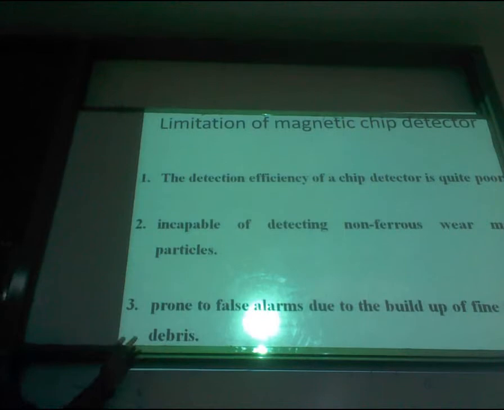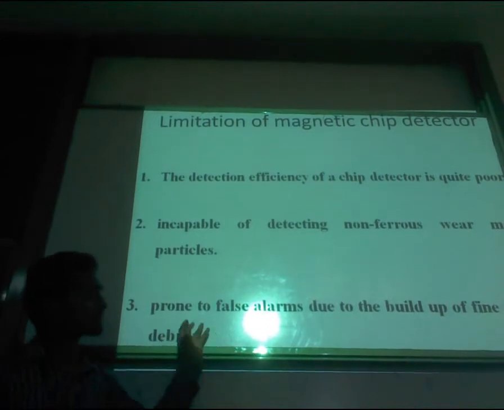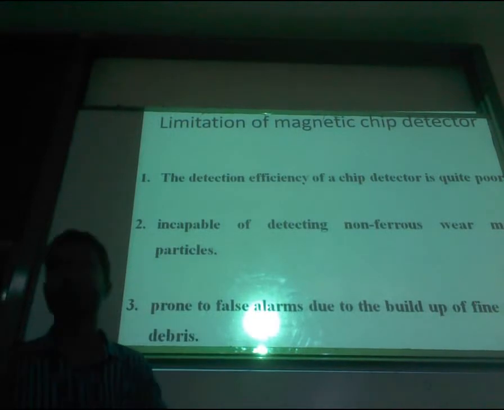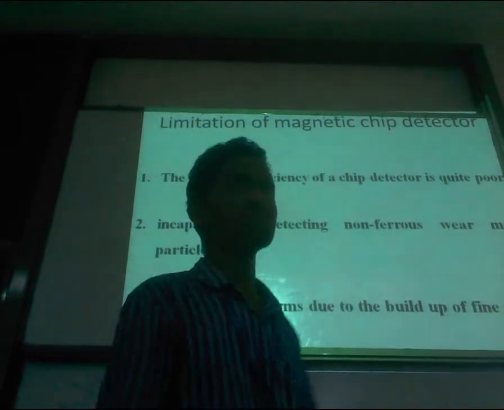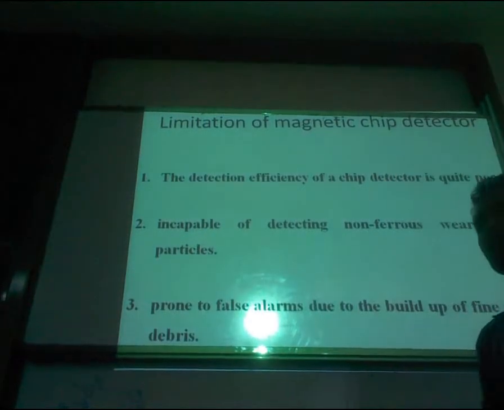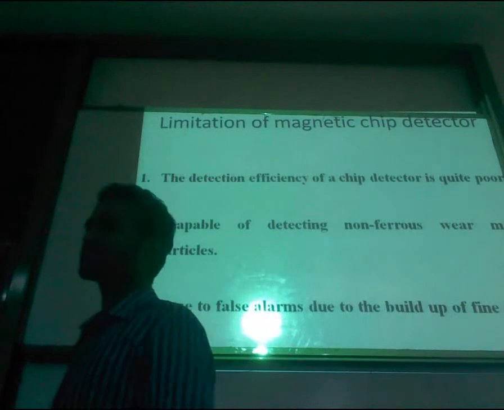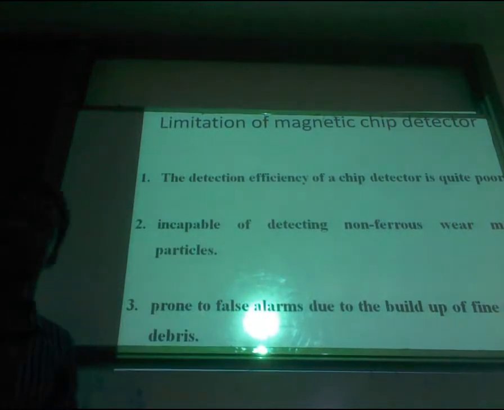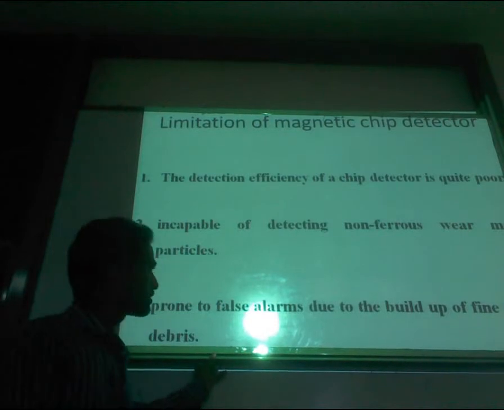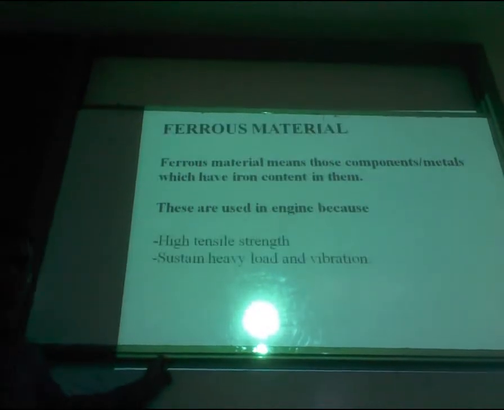And the third one is that it can give false indications due to the build-up of fine ferrous material. If fine ferrous debris comes in and gets attracted toward the chip detector, it gives a false indication that the engine component has been damaged, and so it gives a false alarm to the engine driver or pilot. These are the limitations of the magnetic chip detector.